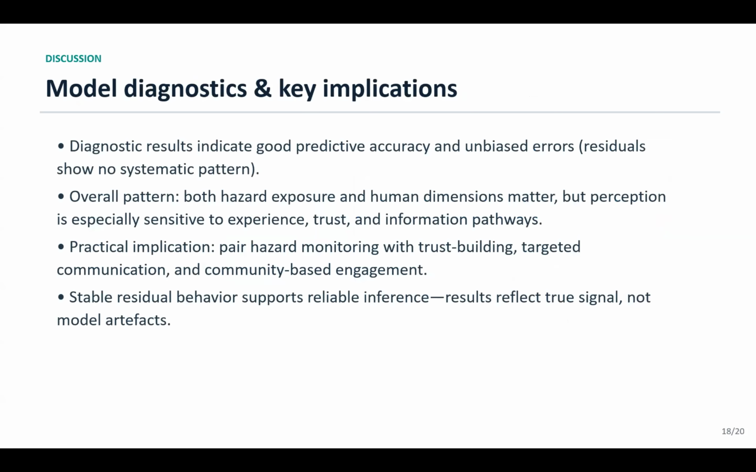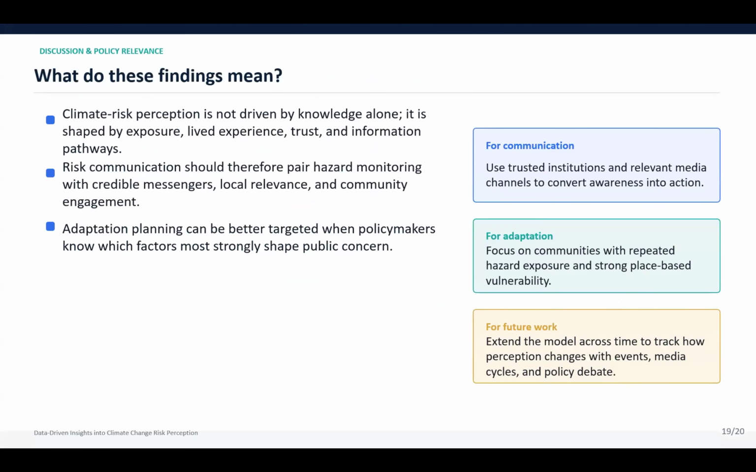If we discuss the model diagnostics, the broader pattern is clear. Both hazard exposure and human dimensions matter. Perception is especially sensitive to experience, trust, and information pathways. As natural drivers are very difficult to control, we can focus on adaptation planning, improving public awareness, and targeted communication to enhance understanding. Concern becomes more effective when it combines environmental monitoring with social understanding and policy relevance. Our findings suggest that climate risk perception is not only driven by knowledge alone; it is shaped by exposure, lived experience, trust, and access to information.